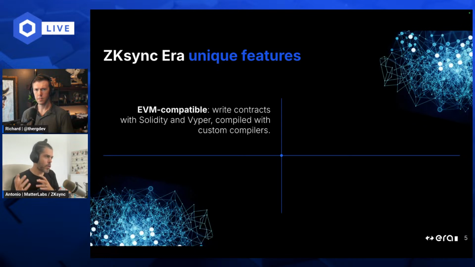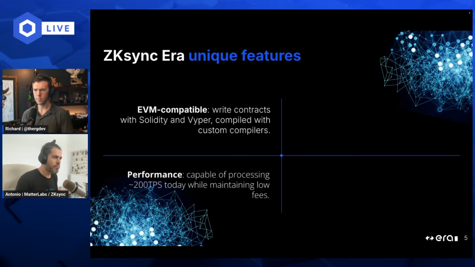And the first one is that it's EVM compatible. So if you know how to build on Ethereum, you know how to build on ZKsync. You can use Solidity and Vyper. The only thing is that we have custom compilers. So instead of compiling your contracts with the Solidity compiler, you will use zksolc, or with the Vyper compiler, you will use zkvyper. But as we will see later on, we have plugins for the most popular libraries and frameworks, so nothing to worry about. Again, performance. Right now, ZKsync is able to handle more than 200 transactions per second while maintaining super low fees.